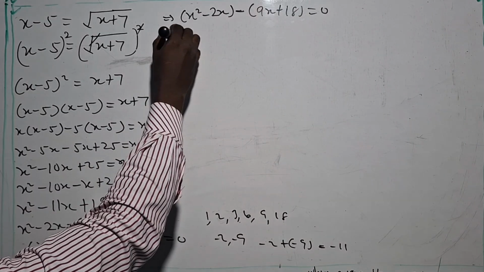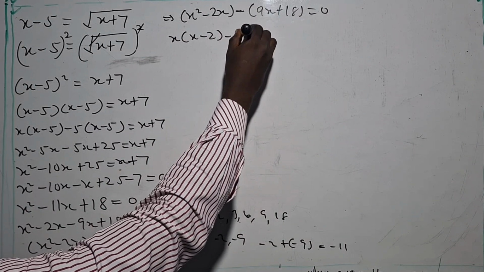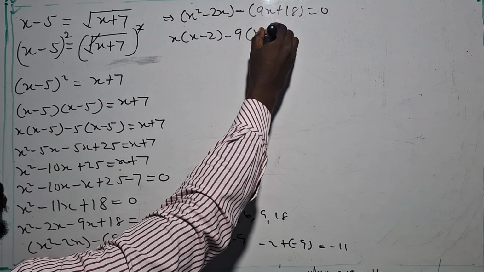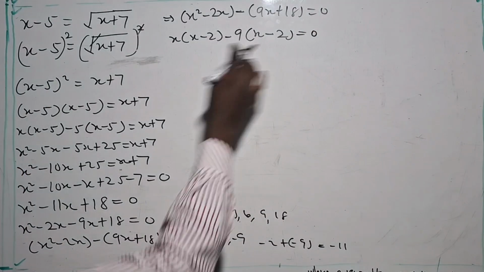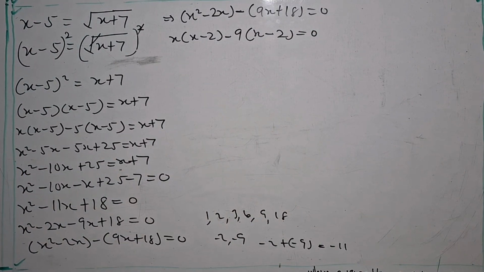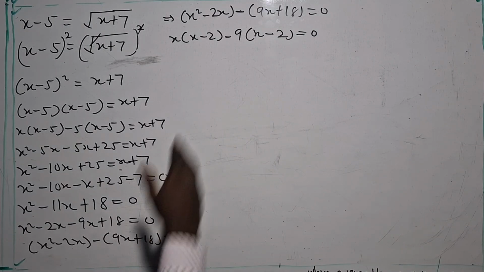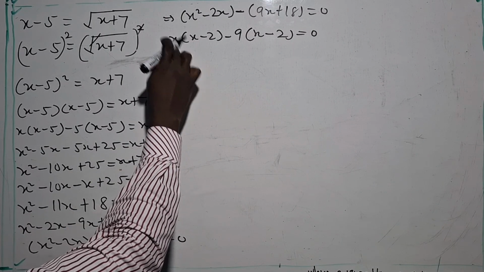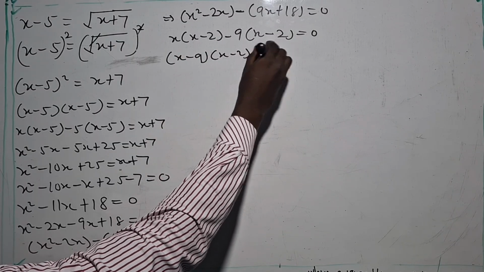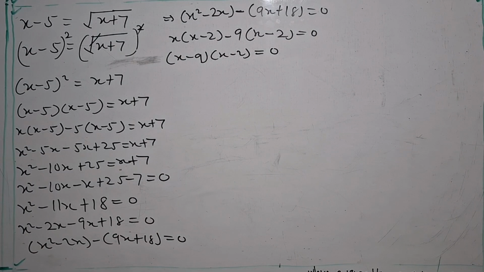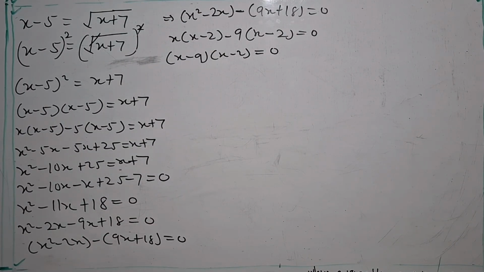The common term here is x. I have x times x minus 2, then minus 9 out, I have x, negative times negative. Now 9 will go into 18 through factorization. If you solve it correctly, the element in the bracket must be the same, so that you pick the element from outside each bracket into one bracket. So I have x minus 9 times x minus 2 is equal to 0. I have to solve for each value of x.